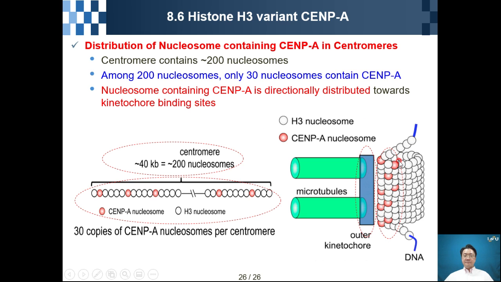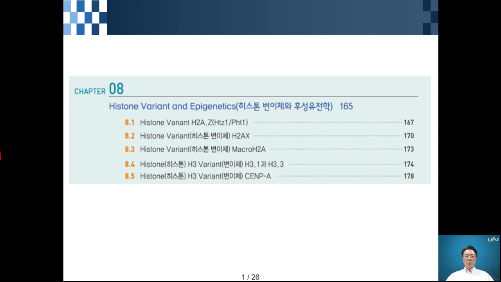Okay, so today we learned Chapter 8. The title was Histone Variants and Epigenetics. First of all, we covered H2A.Z, and also we covered H2A.X and macroH2A. And also we covered histone H3 variants, especially focused on H3.1 and H3.3. Finally, we covered CENP-A. Okay, today we will finish class.